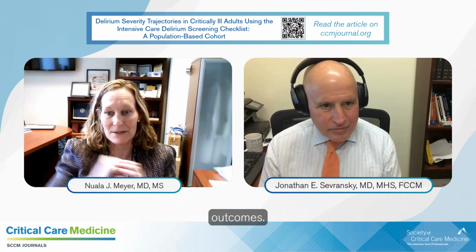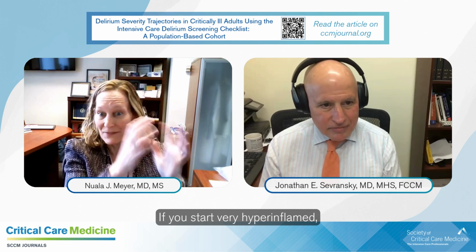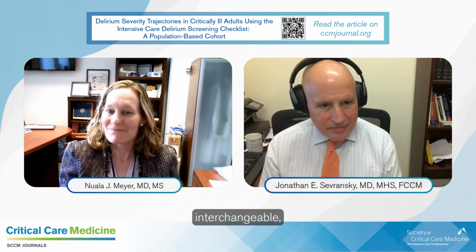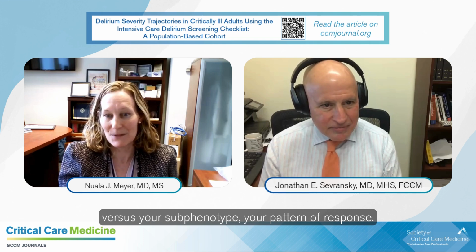moving to. So if you start less inflamed but become more inflamed, you're becoming a higher risk group for poor outcomes. And the converse is also true. If you start very hyperinflamed but improve quickly, you tend to have better outcomes. So I think they are related, but not interchangeable. This idea of a trajectory, the path you're going, versus your subphenotype, your pattern of response. Thank you. That is quite helpful.